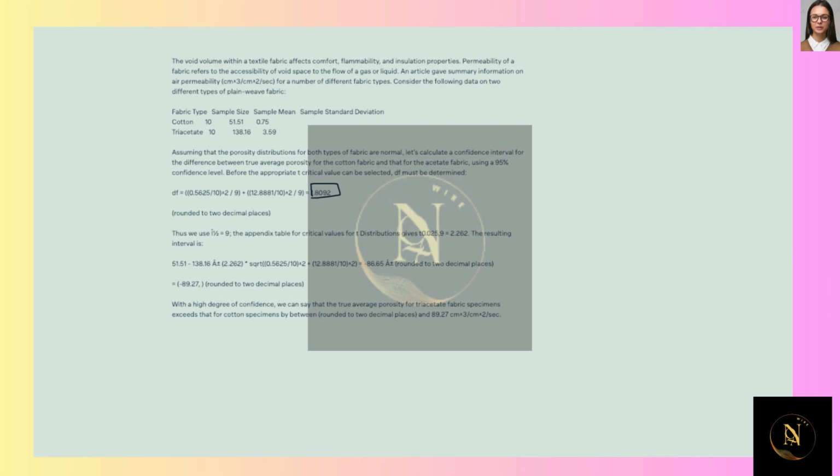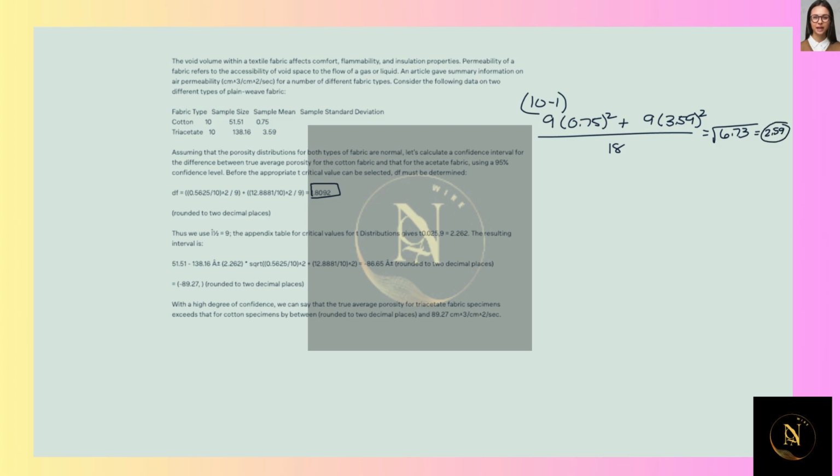It wants you to round to 2 decimal places. So the first thing that you are going to do is take 10 minus 1, which is 9. That's your degrees of freedom for both. So you're going to do 9 times your standard deviation of 0.75 squared plus 9 times 3.59 squared, and you're going to divide that by 9 plus 9, which is 18. Then you're going to get 6.73. You're going to find the square root of 6.73, and that's going to be 2.59.